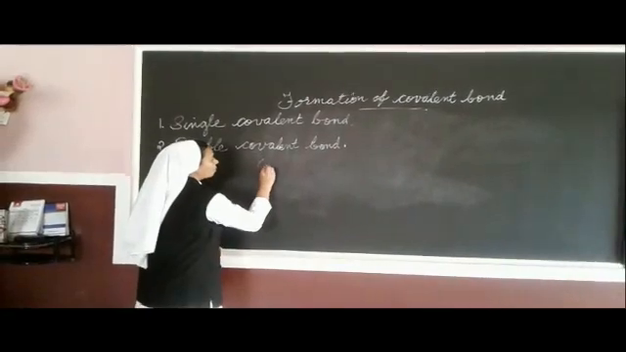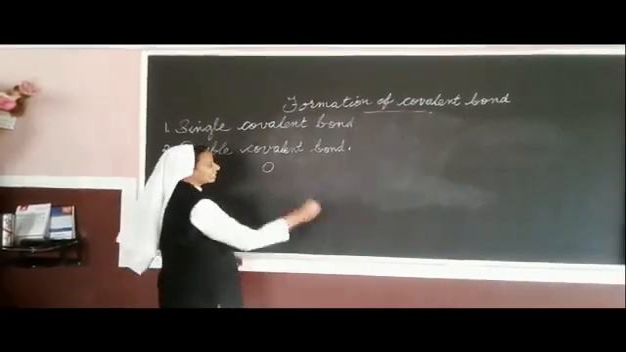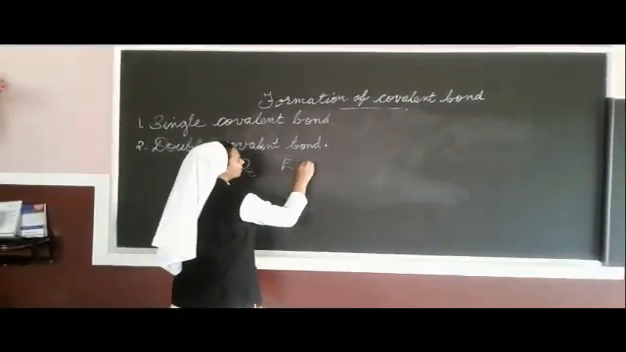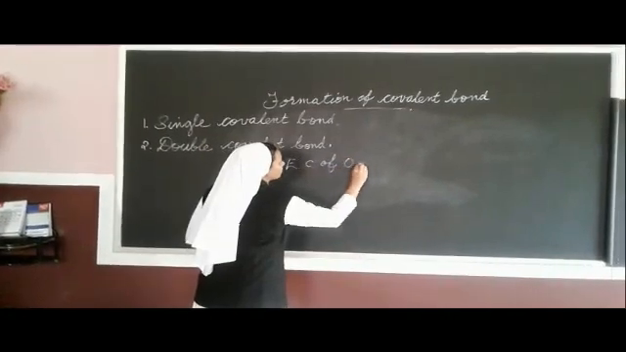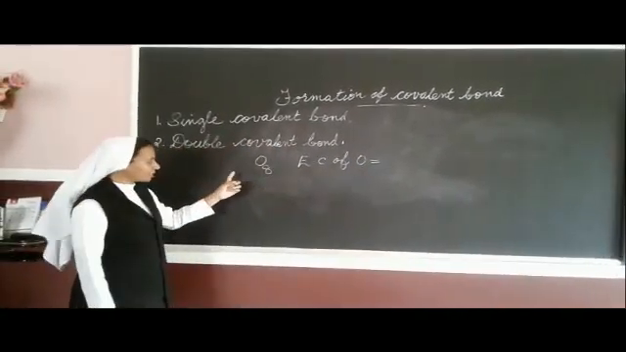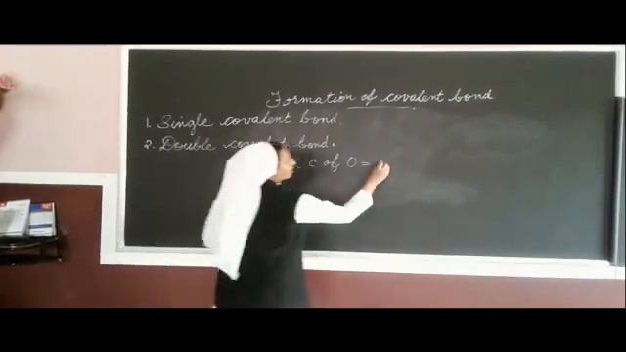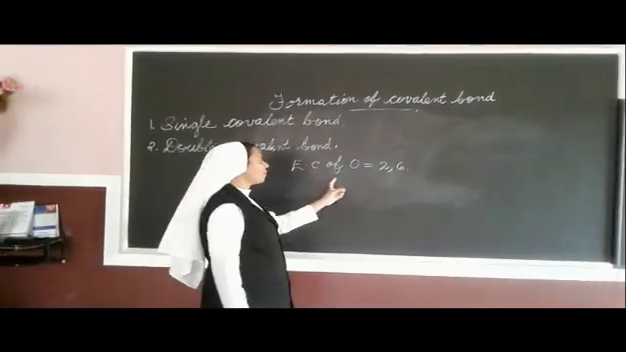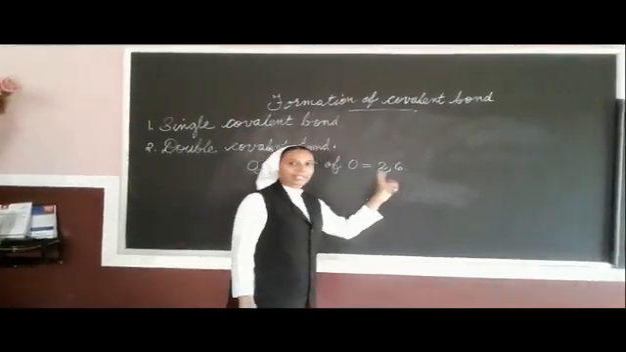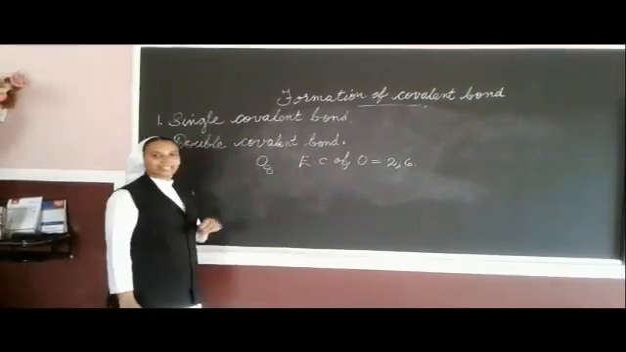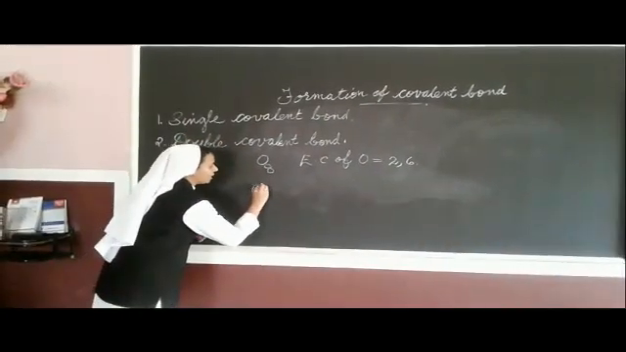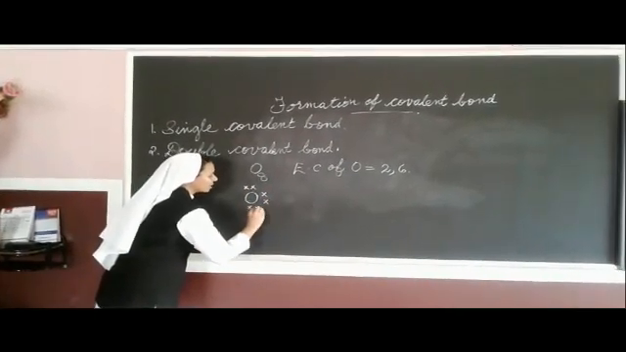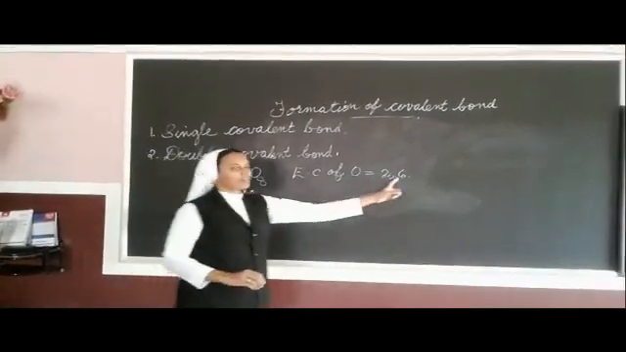Here we have taken oxygen. The atomic number of oxygen is 8. The electronic configuration of oxygen is: in the first shell 2 electrons, in the second shell 6 electrons. The valency of oxygen is 6. That means it needs 2 more electrons to attain stability. We can represent the oxygen like this: 1, 2, 3, 4, 5, 6 electrons in the outermost shell.